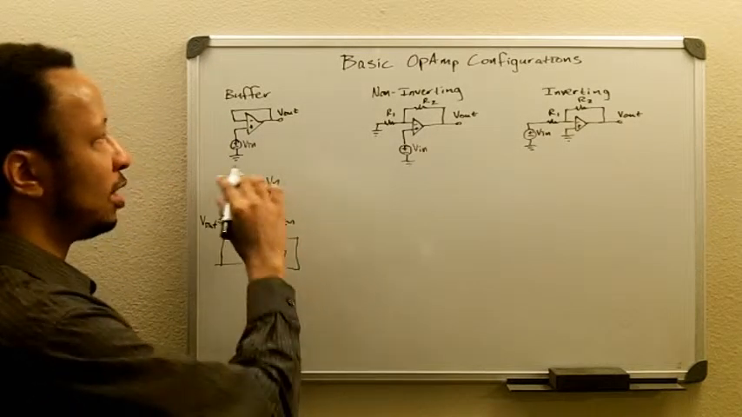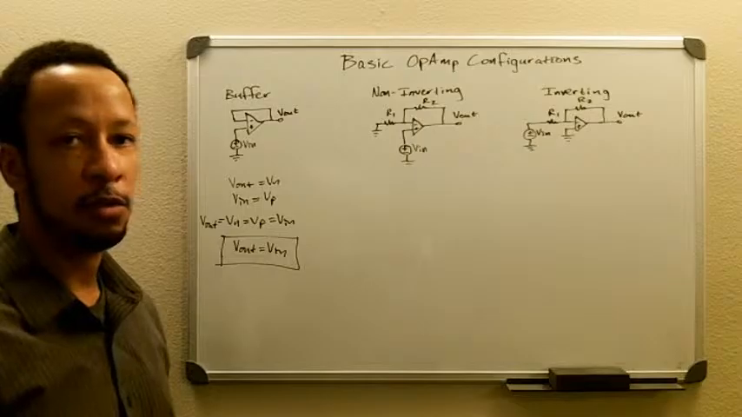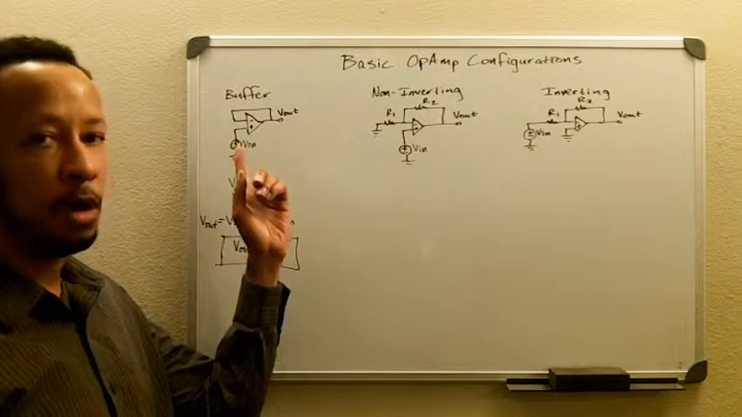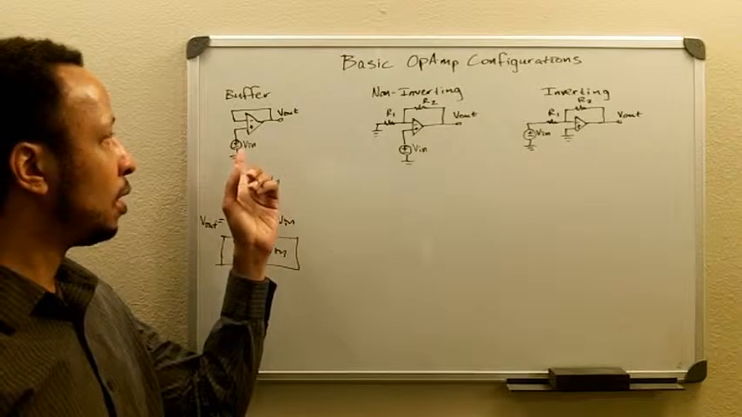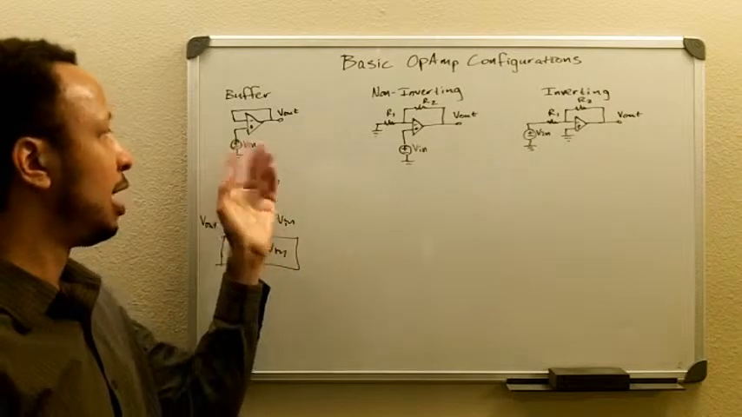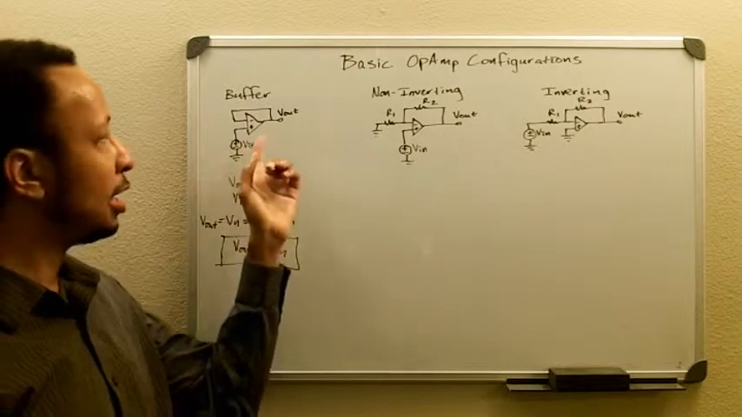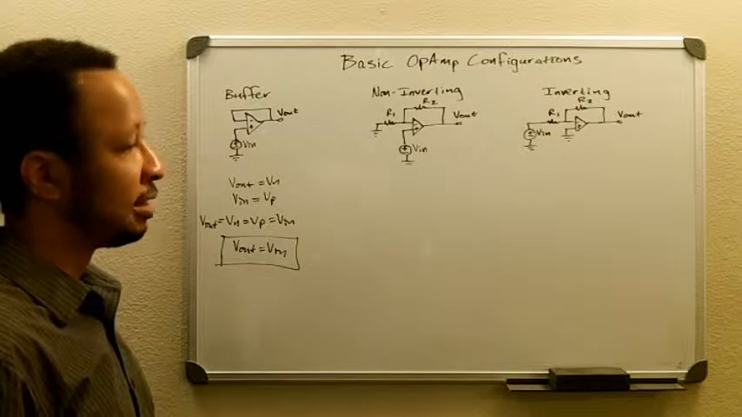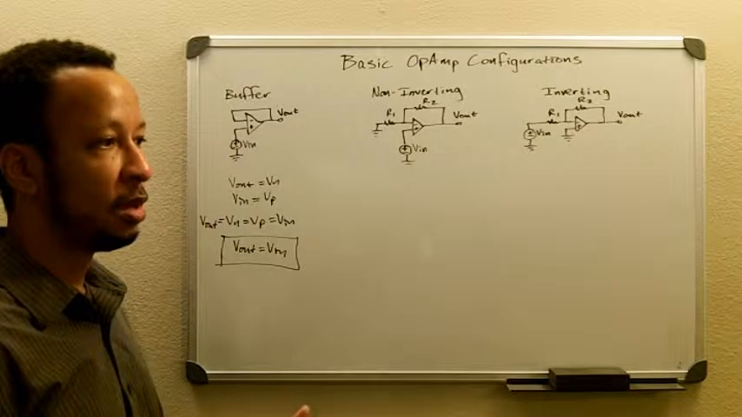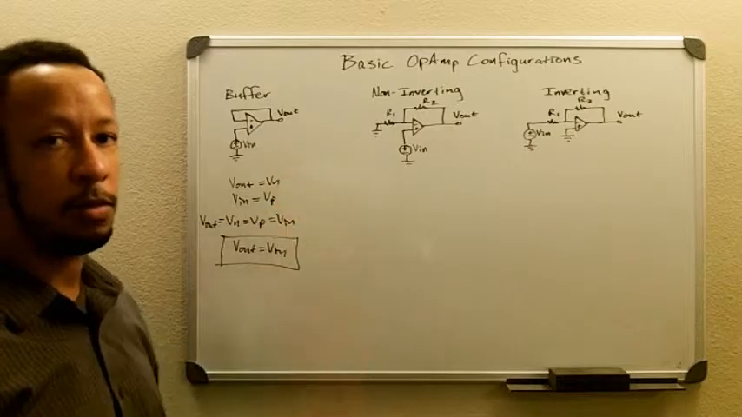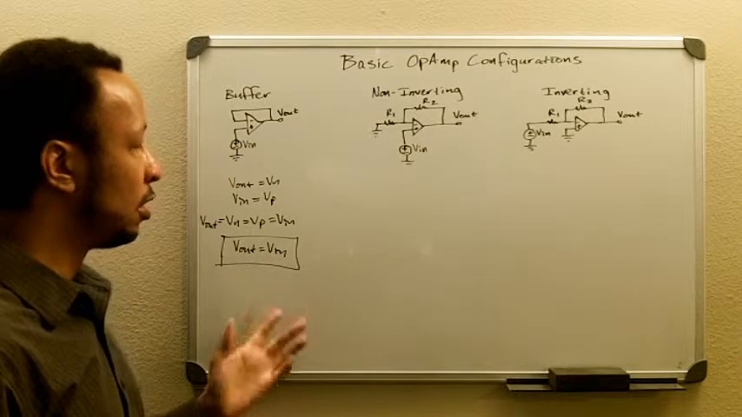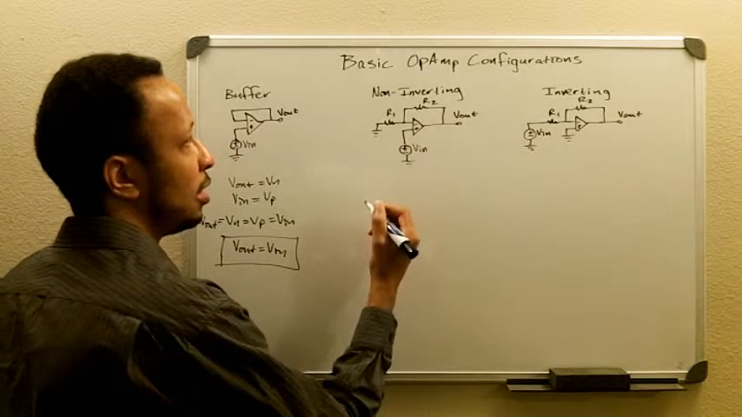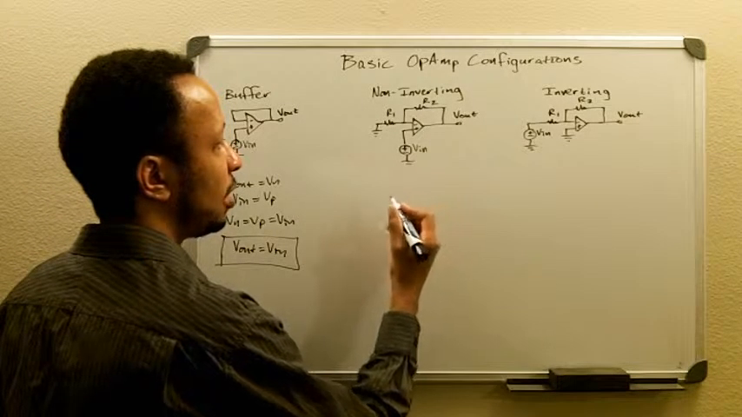So if you want to isolate one stage from the other, it'd be a good idea to use a buffer. It'll help you do that. The input resistance is very high for an op-amp. Ideally it would be infinite, but it's very high for a practical op-amp, and the output resistance of an op-amp is very low. Ideally it would be zero. It would be an ideal voltage source out, but it'll be very low, so we can use a buffer for that purpose.